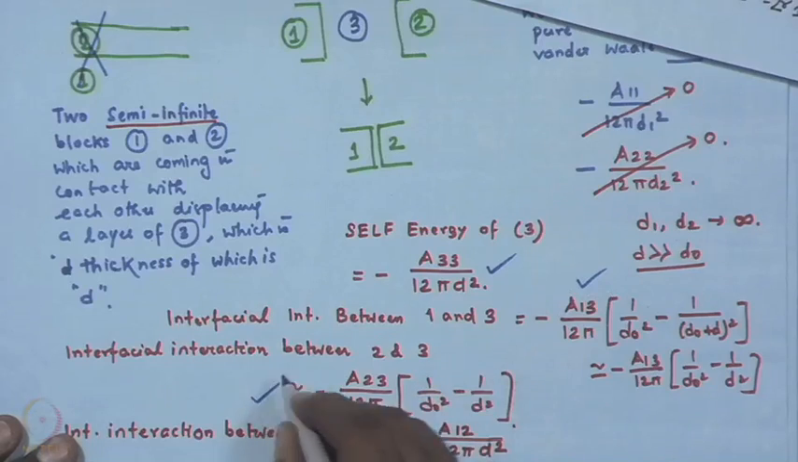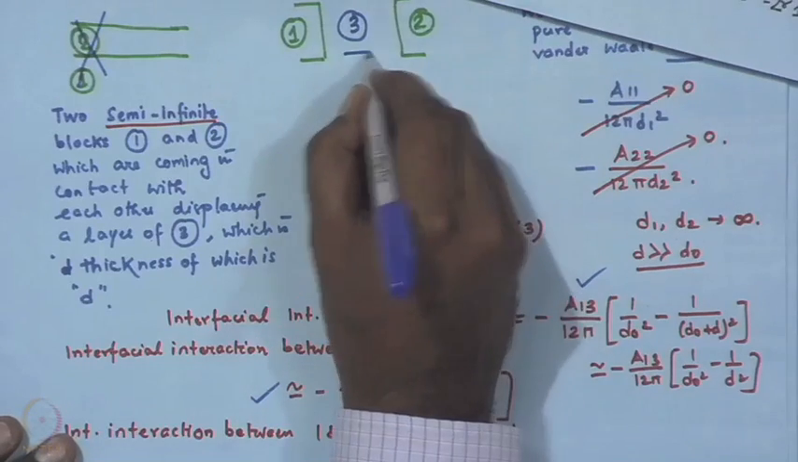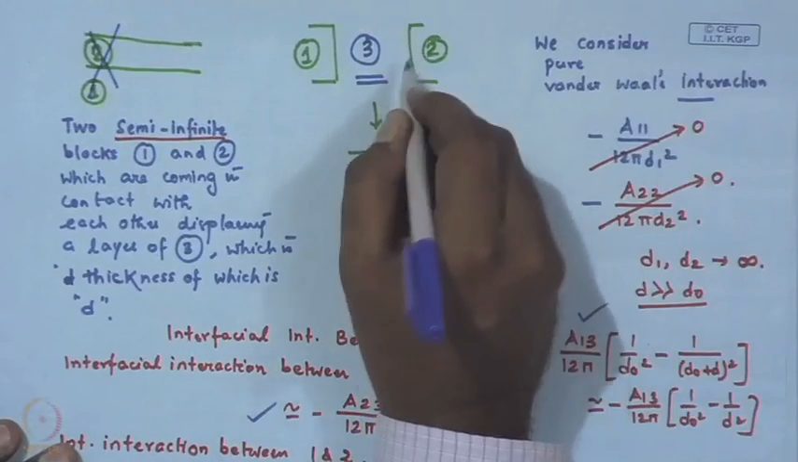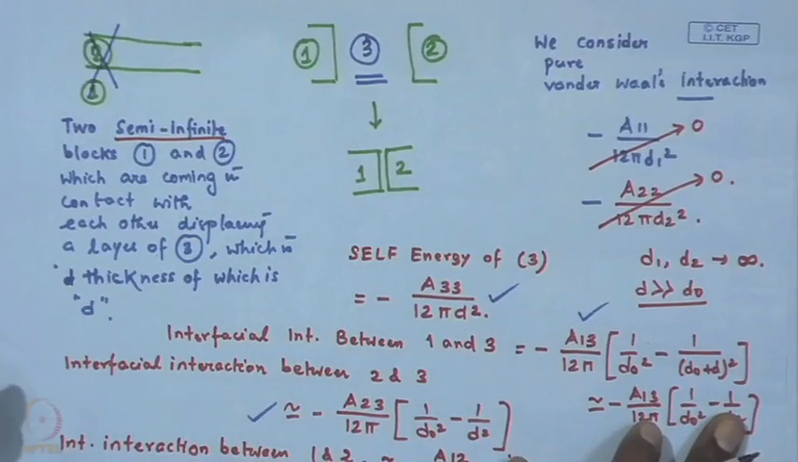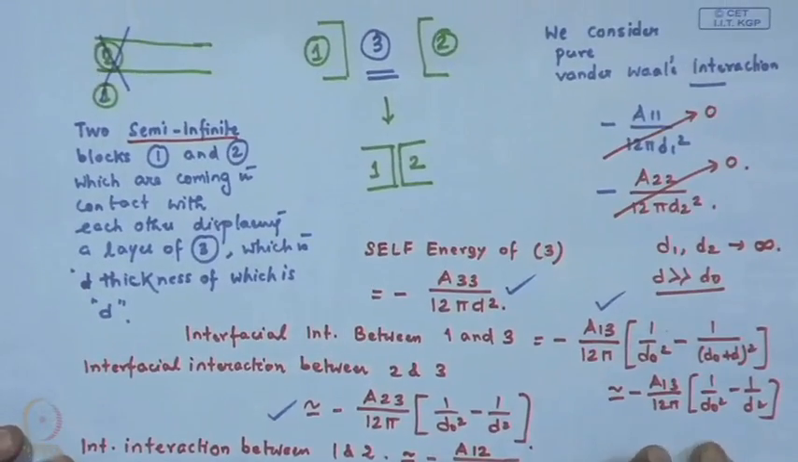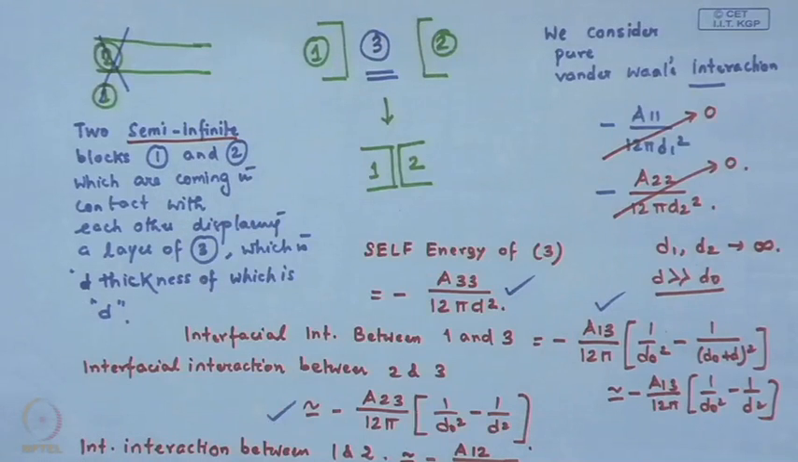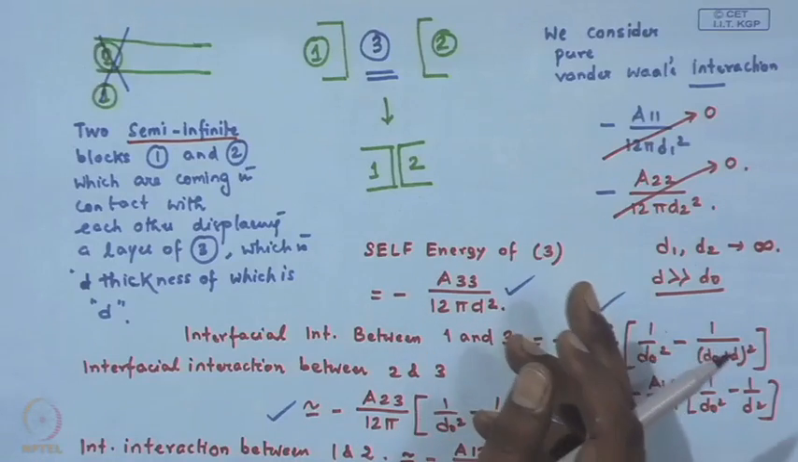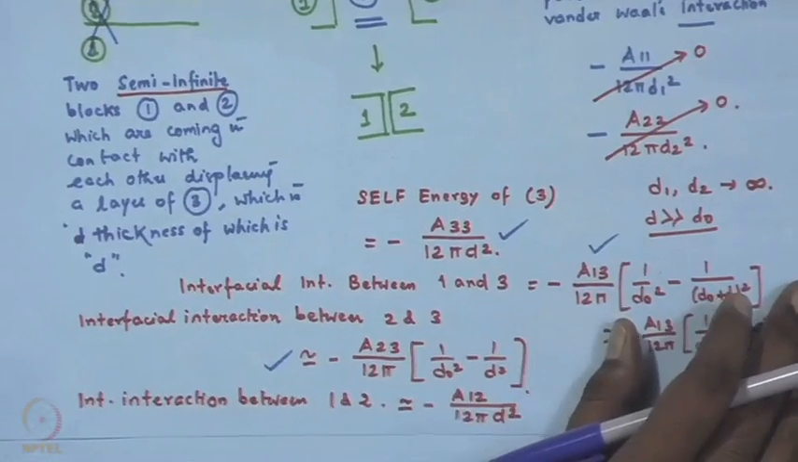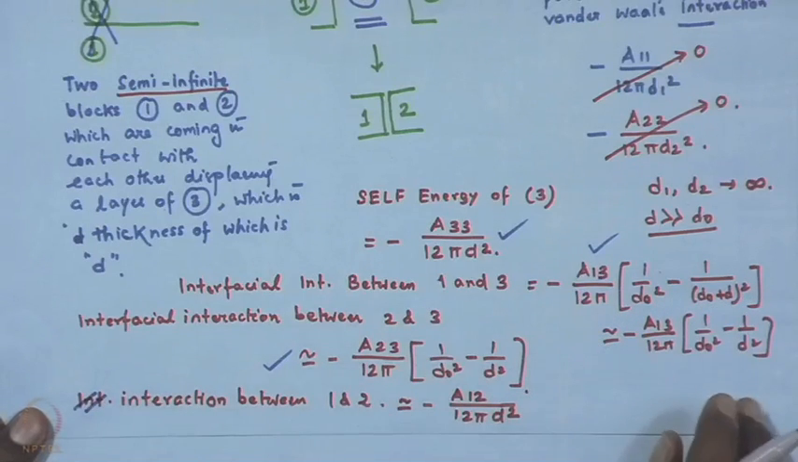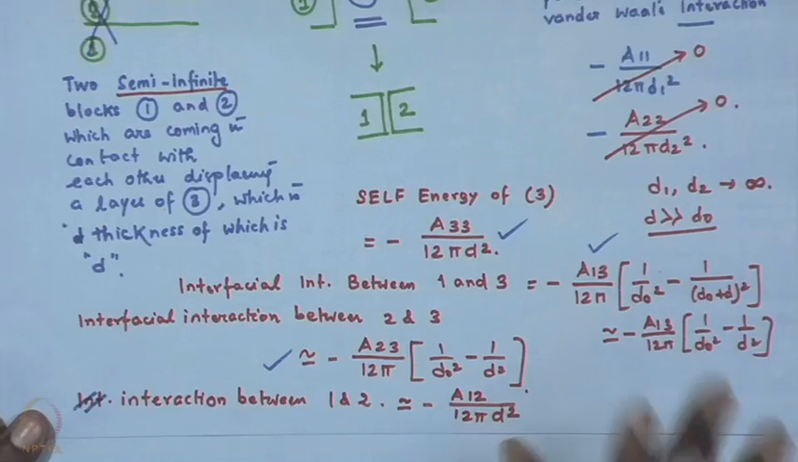The self energy of interaction of 3, the interaction between the molecules of 1 and 3, the interaction between the molecules of 2 and 3, and the interaction between the molecules of 1 and 2. Of course, you can immediately understand that if the liquid layer 3 is very, very thick and wide, then 2 of the terms disappear, that is the self energy of interaction of 3 tends to 0, because d is very, very large, as well as the interaction between the molecules of 1 and 2 also tends to 0.